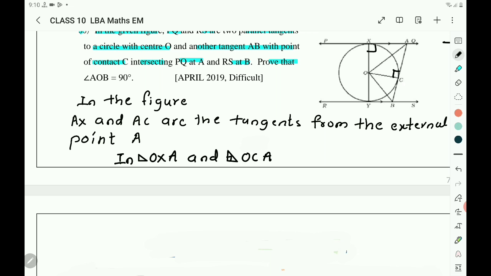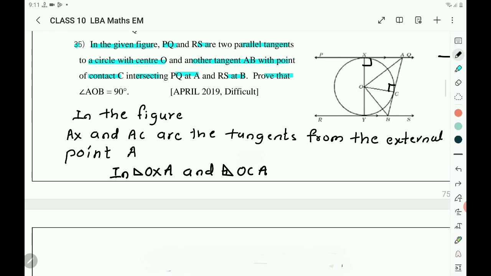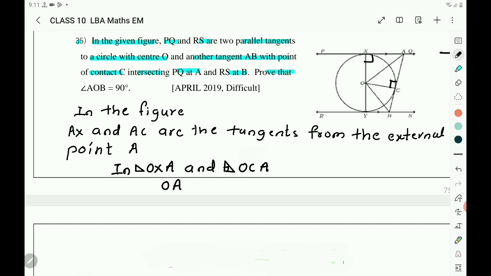You know, the angle between the tangent and the radius at the point of contact is always equals to 90 degree. The radius at the point of contact is perpendicular to the tangent. So you can have the right angle triangle here. And here you can observe OA is the common side and OX is equals to OC, as they are the radii of the same circle. Then you write the hypotenuse OA equals OA, common side.